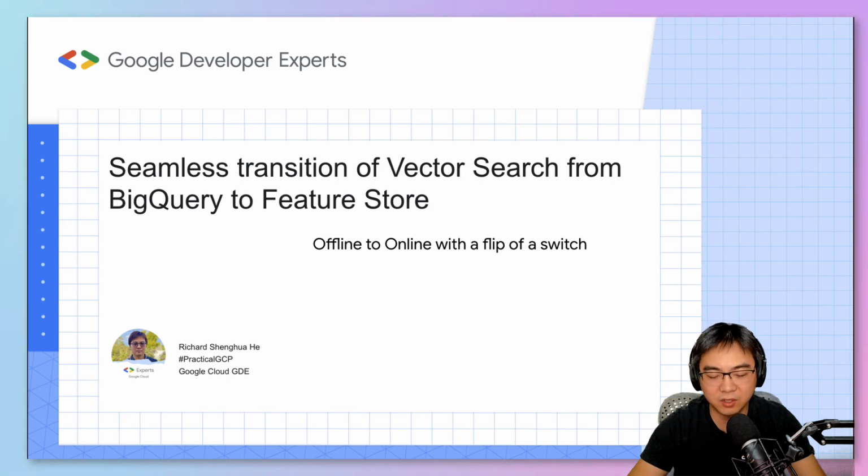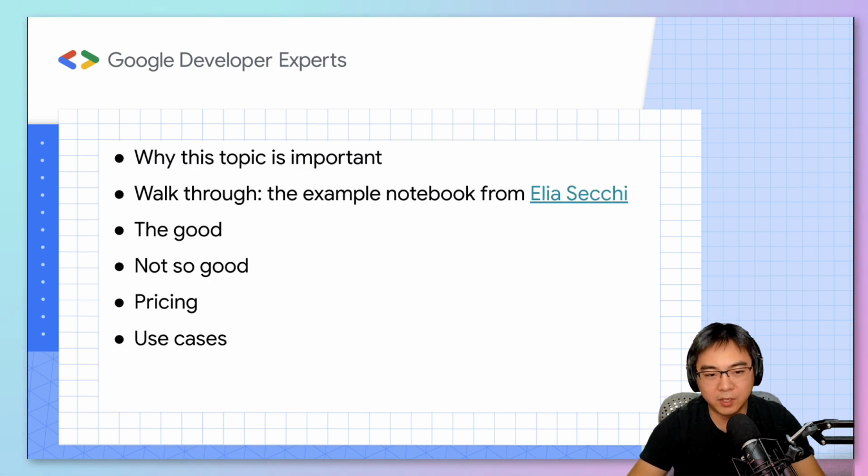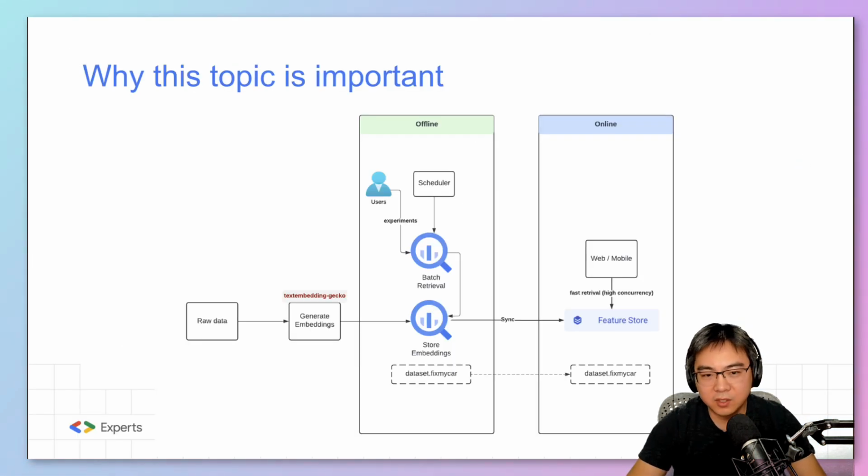So this is actually very significant, given how complex it is to transition from offline to online, and this makes it almost completely automatic. So I want to do this first of all by describing what this looks like in the setup from the raw data processing to offline to online, and why this is something important you should care about. Followed by a walkthrough of the example notebook created by Elia Secchi, who is a Google engineer in the ML space. I'll cover some of the good, some of the not so good that may need improvements, the way the pricing works, and also some of the use cases in my mind that this could be quite powerful for. Right. So why is this important?